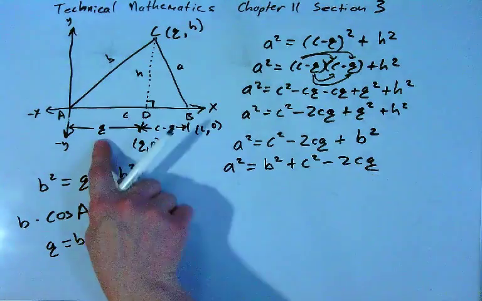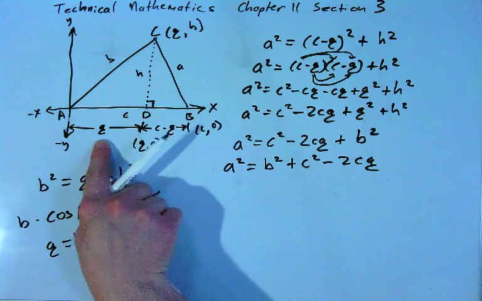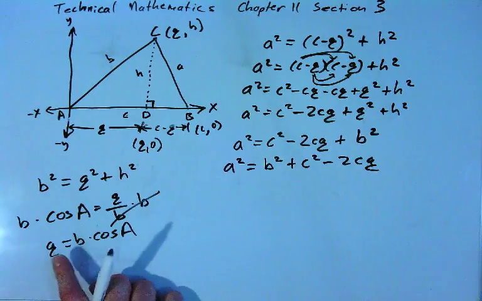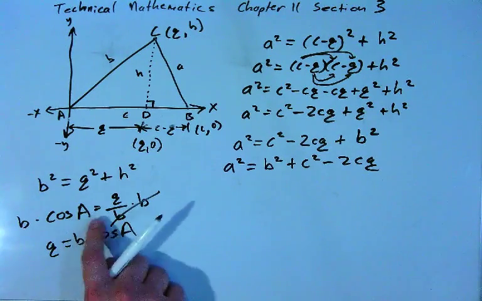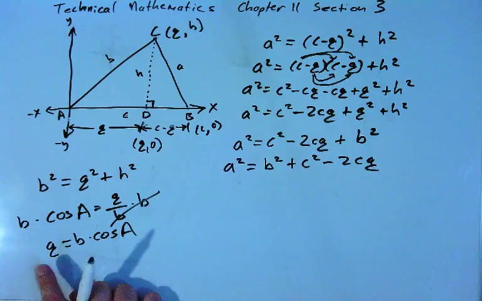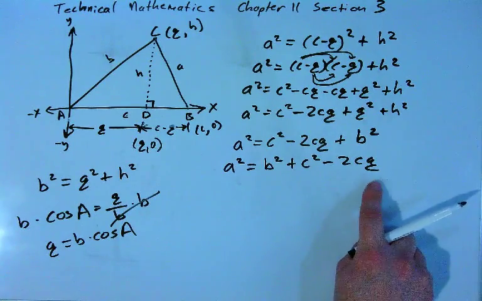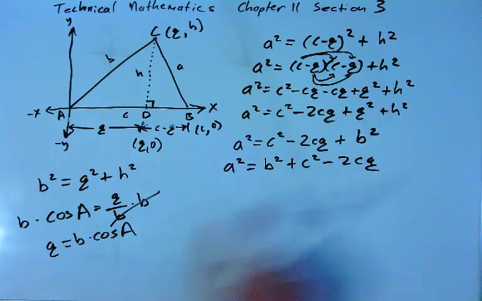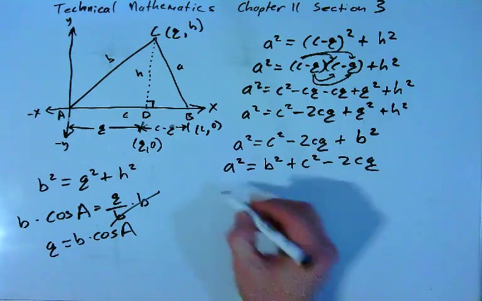But I have this G here, and that G is a value that's not really part of the triangle. You know, that's not one of the three sides of the big triangle. So I'm trying to get rid of G. And that's why I've taken the cosine of A to be G over B and solved for G, so that I can make a substitution here. So G is B times cosine A. So instead of G, I'm going to write B times cosine A.